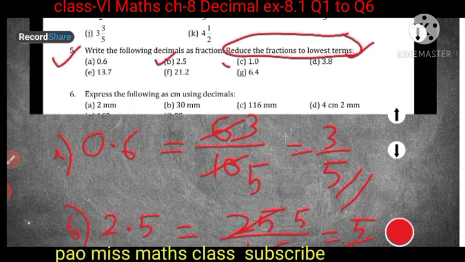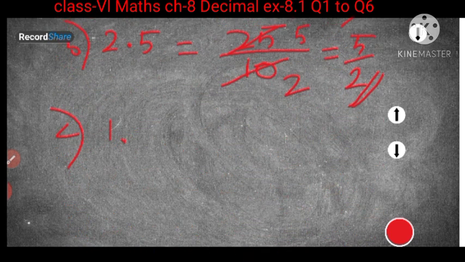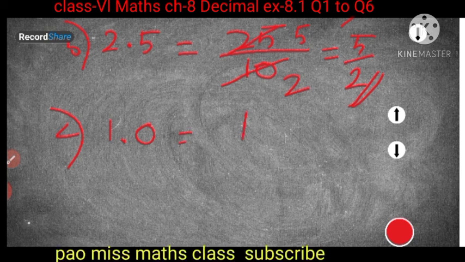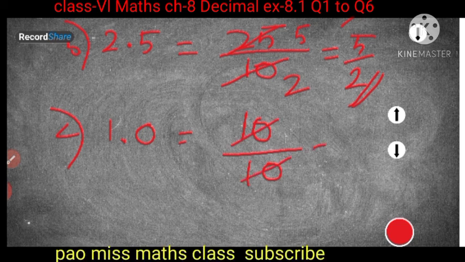Now question number C is given 1.0. So 1.0 means what are the digits here? 1 is there. After the point, if 0 is there, then we will not write it, okay? Or if you want to write it, you can write it, it's no problem. After the decimal how many digits are there? 1 digit, so you will write 10. Now if you divide 10, what will be the value? The value will be 1. So if you want to write this as a fraction, that means 1 upon 1, or you can just write 1.